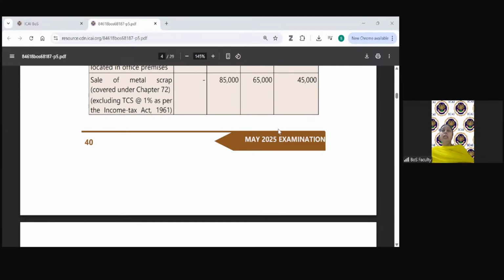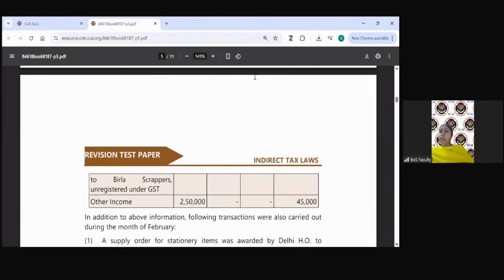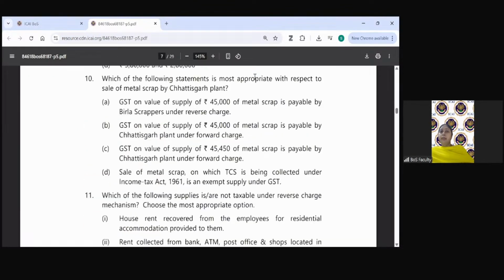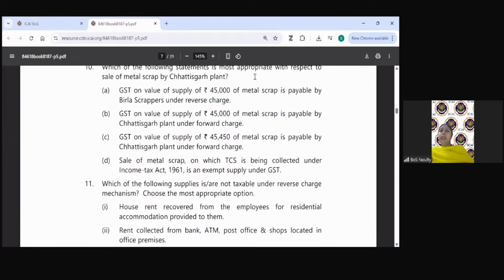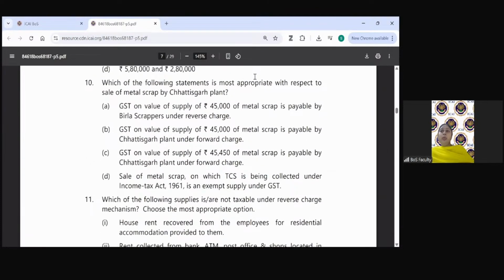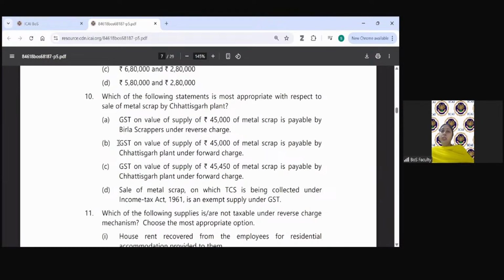So in this question, the sale of metal scrap will be subject to forward charge taxation and the TCS amount will not be included while computing the tax. I hope you get the provision clear in this particular question. Okay, let us see the correct option. So tax will be paid by whom? Chhattisgarh plant. The correct option will be GST on value of supply of 45,000 of metal scrap is payable by Chhattisgarh plant under forward charge. Okay, so this is the correct answer.